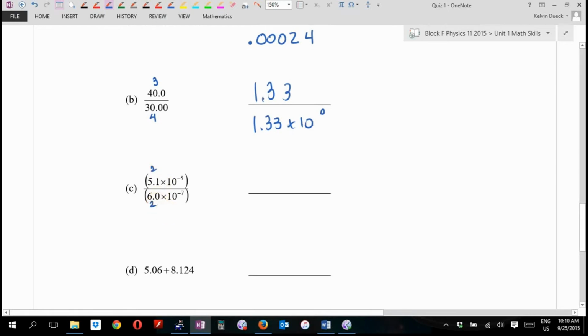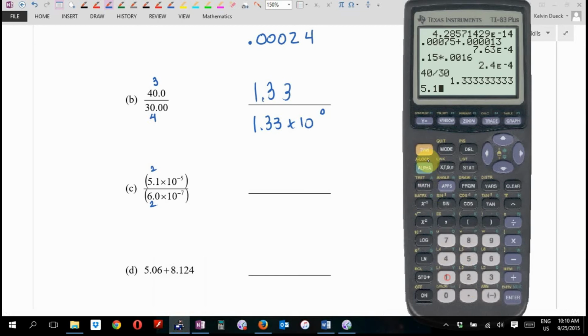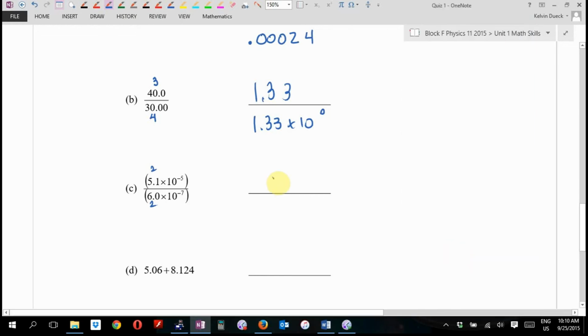2 sig figs, 2 sig figs, 2 sig figs. 5.1 scientific notation button negative 5 divided by 6 scientific notation button negative 7. That's a fluke. How many sig figs is that? Anybody write that in scientific notation? Okay. 8.5 times 10, and I'll put the 1 there, but you didn't have to put the 1 there because it's implied, but I'd like to put the 1 there because, you know, nerd.